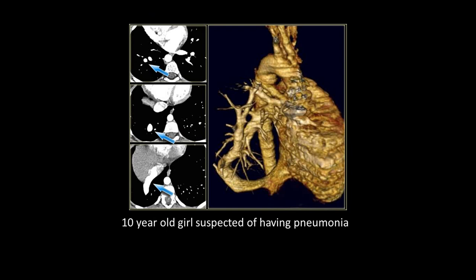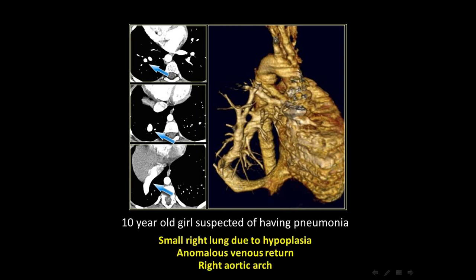What about this one? This is a 2-year-old girl suspected of having pneumonia. Actually, there are several anomalies here. So it's very difficult. You saw the anomalous venous return, yeah, that's true. But there is also hypoplastic right lung. If you notice here that the mediastinum is deviated toward the right side, right? Yeah. Besides, there is a right aortic arch, which is better seen here.